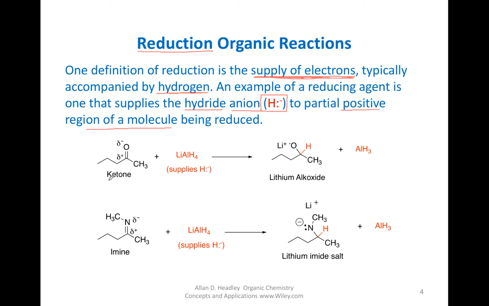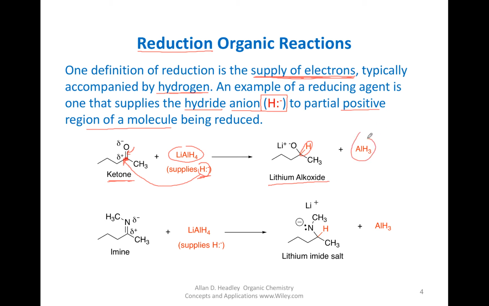So if we have a molecule here, such as a ketone, where this carbon is partially positive and this oxygen is partially negative, because this bond here is a polar covalent bond, this reagent here, lithium aluminum hydride, supplies H minus. So you can imagine H minus reacting right here, and here it is. A bond will break, of course, so you have oxygen with a single bond. So this is called an alkoxide, or lithium alkoxide salt.